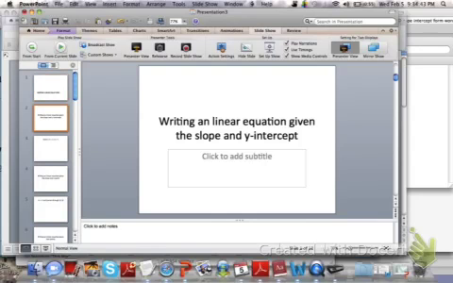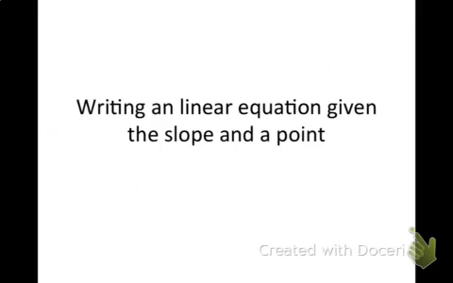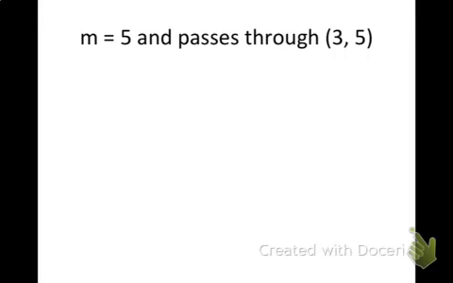Next, we're going to write an equation given a slope and a point on the line. So this point isn't necessarily the y-intercept. Here we have that the slope is 5 and it passes through the coordinate (3, 5). Let's remember that the first is our x and the second one is our y. Not our y-intercept, but just a y-coordinate.